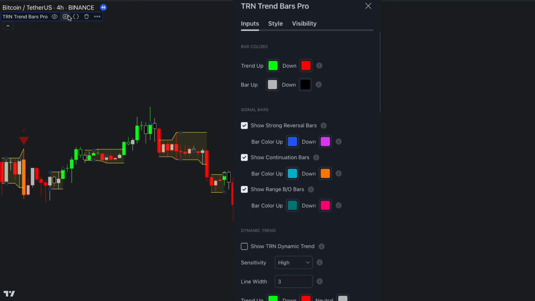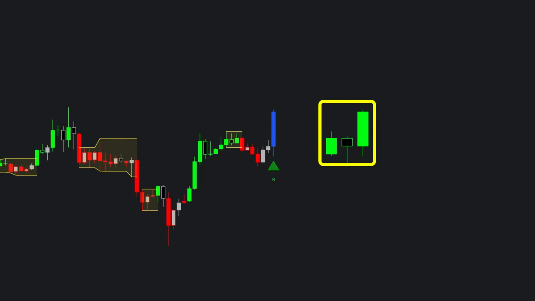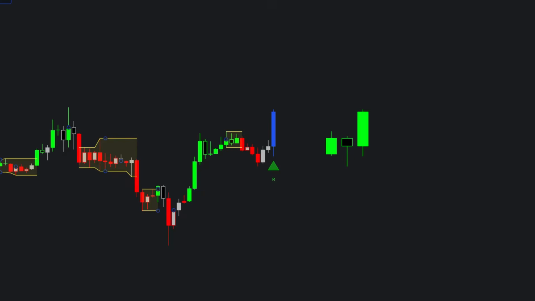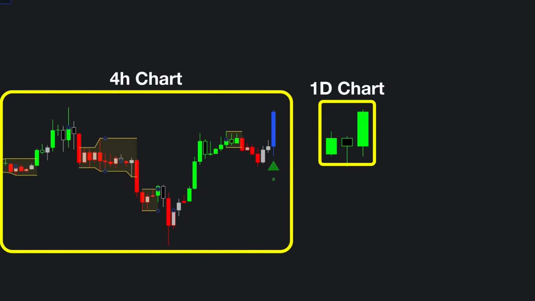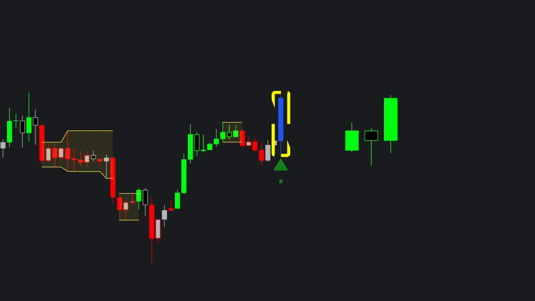Let's move on to the built-in high time frame candles. They show you up to 20 candles of a higher time frame of your choice. And if you use the auto time frame feature, it will automatically choose the next suitable time frame. The trend direction of the higher time frame can give you confluence for the signals on a lower time frame. Here we are on the BTC 4-hour time frame with a confirmed bullish reversal bar. The high time frame candles are green, which means we are in an uptrend, and this is a go for a potential long entry.